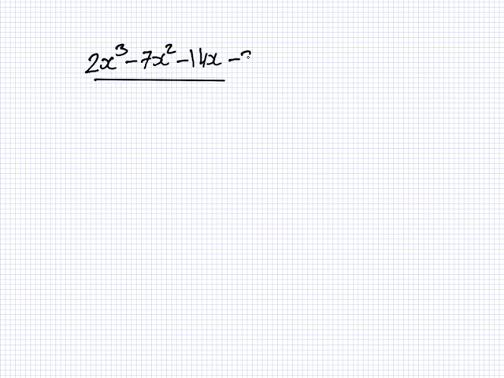2x cubed minus 7x squared minus 14x minus 22, over x squared minus 4x minus 5.